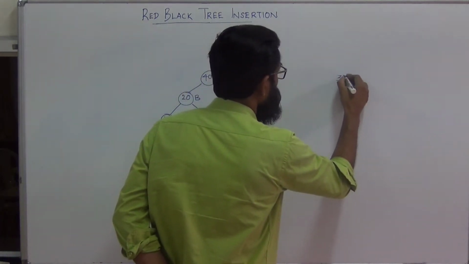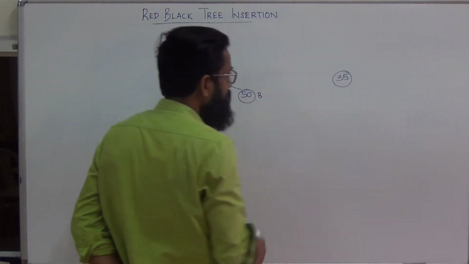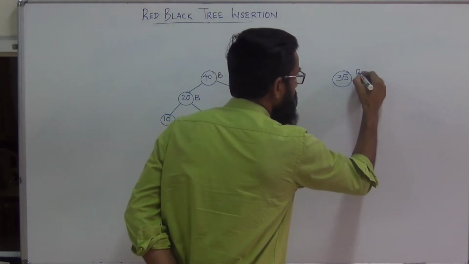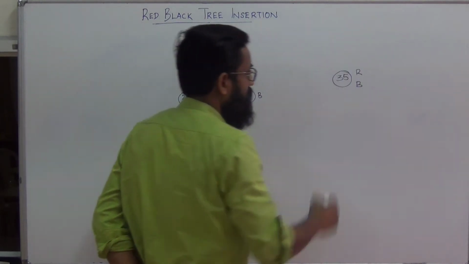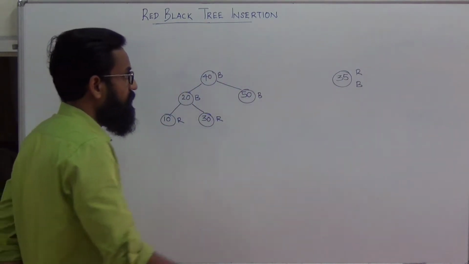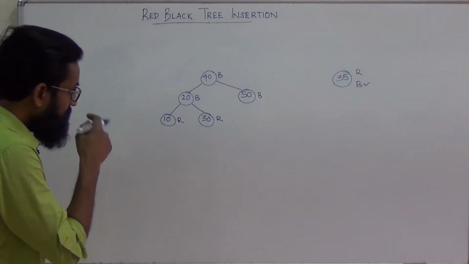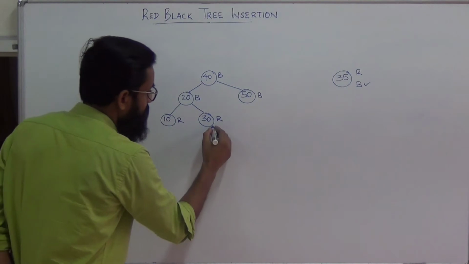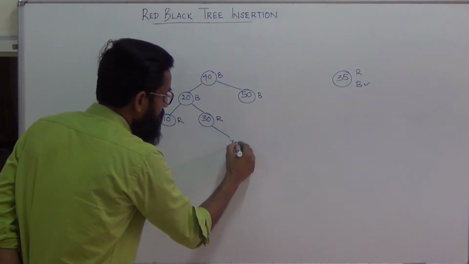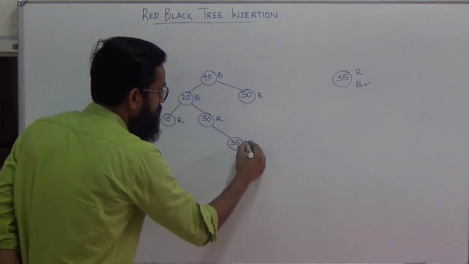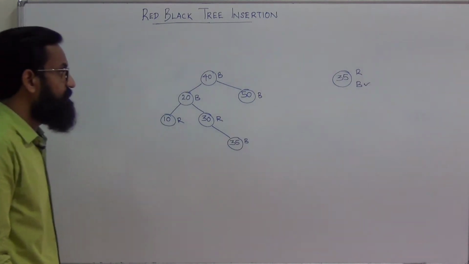You want to insert 35. So you are having two options. You can color it with red or color it with black. Assume that you are going to color it with black at first. So since insertion is the same as that of binary search tree insertion, 35 gets inserted at this position and we are going to color 35 with black.